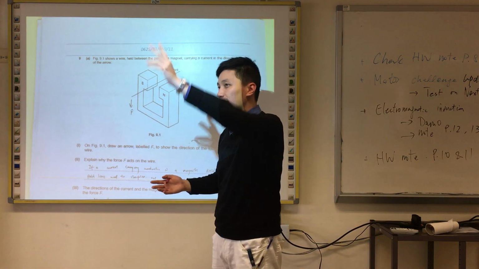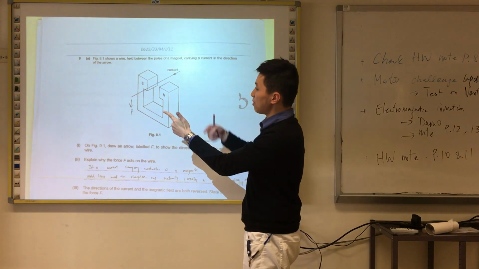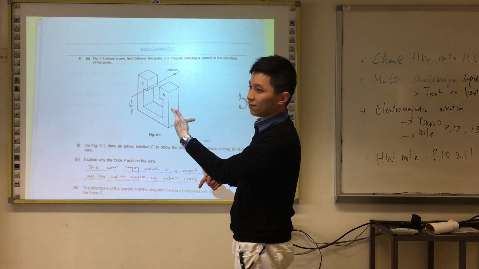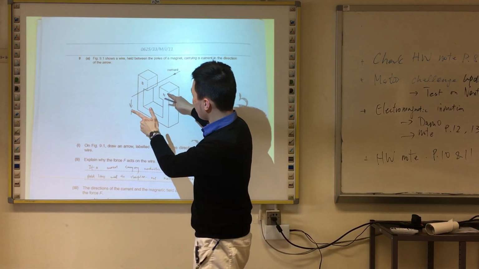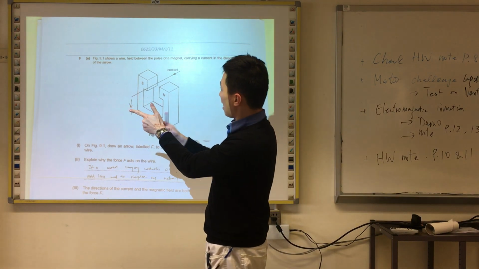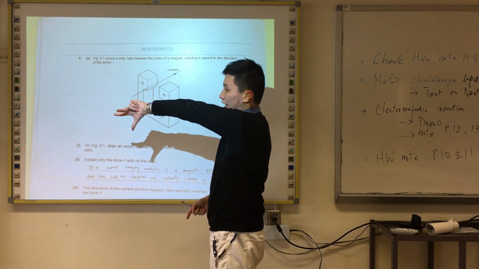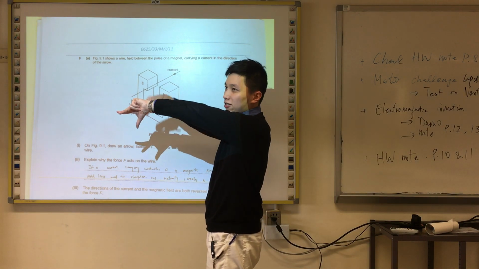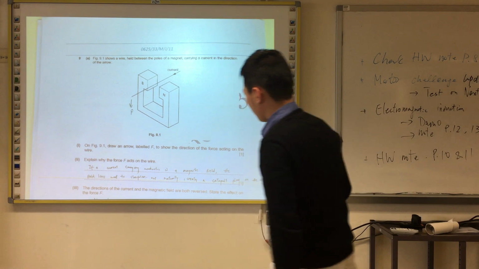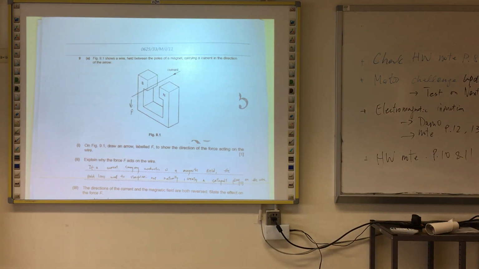So, which hand do you use? Left hand. Okay, so left hand. Let me check. F, B, I. B is going which way? Left, right? North to south, left. And I is going, according to this, to be kind of going out. So F, yes, is going to be downward of this wire. This is correct.